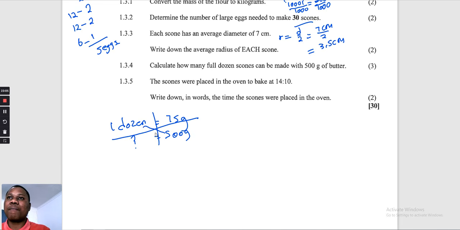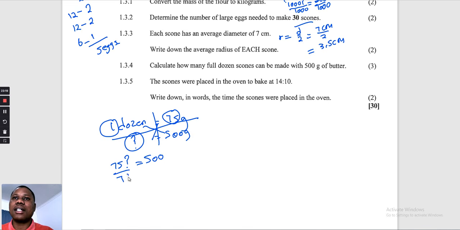Then we cross multiply. So it's going to be question mark multiplied by 75, that is 75 question mark, which is equal to 1 multiplied by 500, which is 500. Then we divide both sides by 75. Our question mark is equal to 500 divided by 75, which is 6,67.